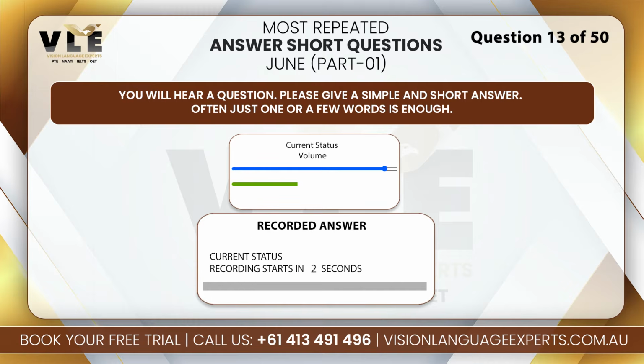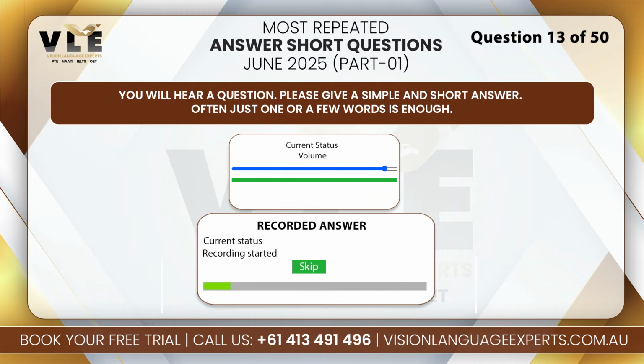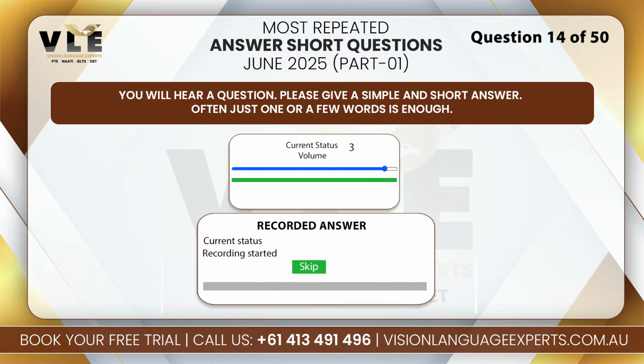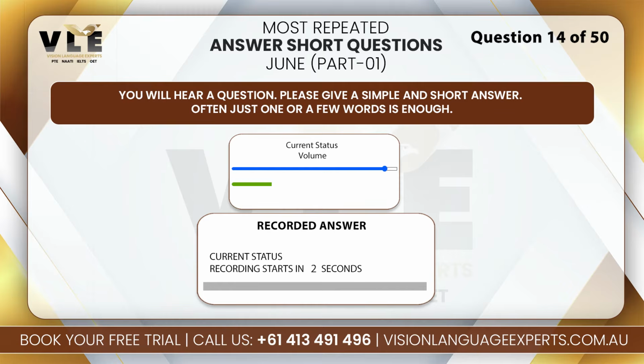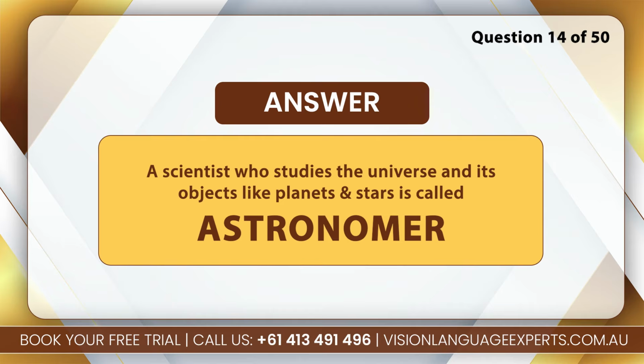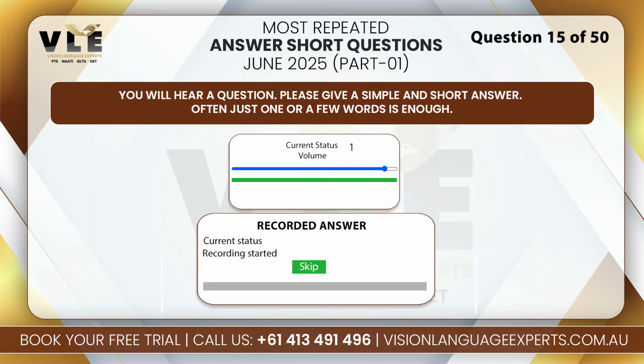What part of a bird's body helps them propel in the air? Wings. A scientist who studies the universe and its objects like planets and stars is called? Astronaut.